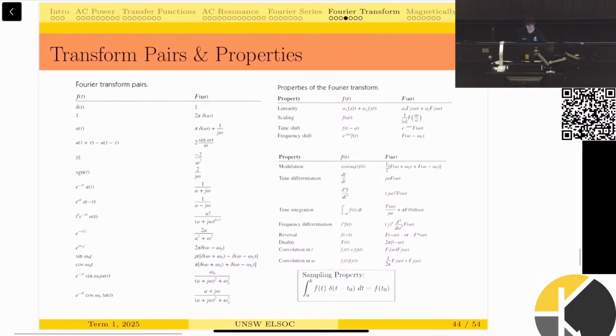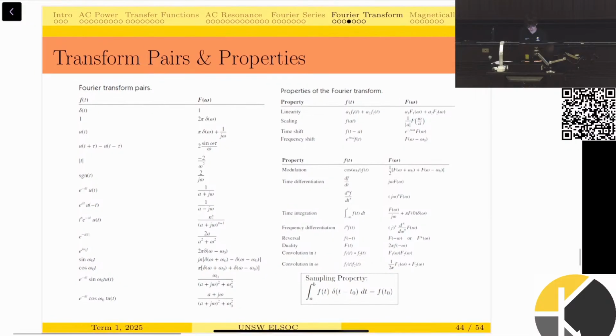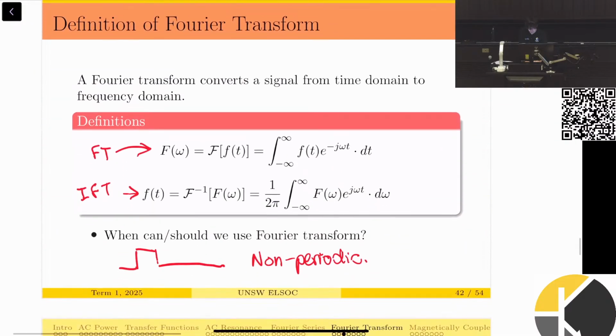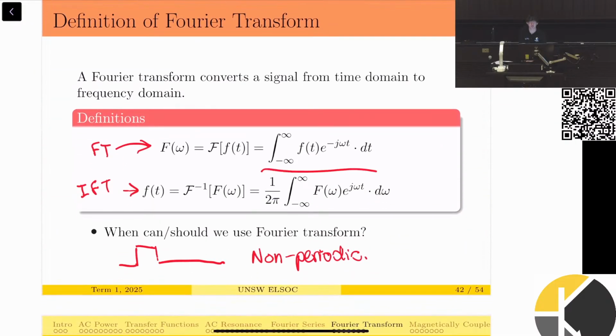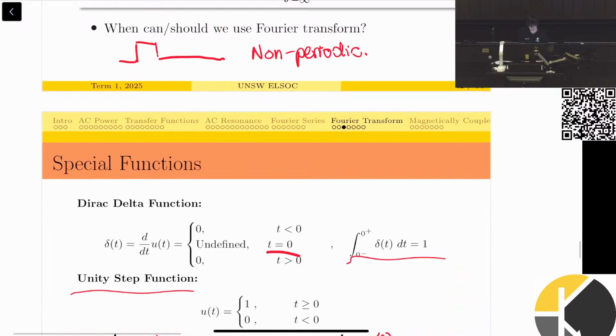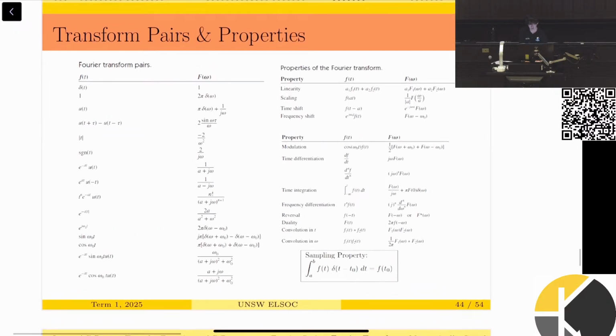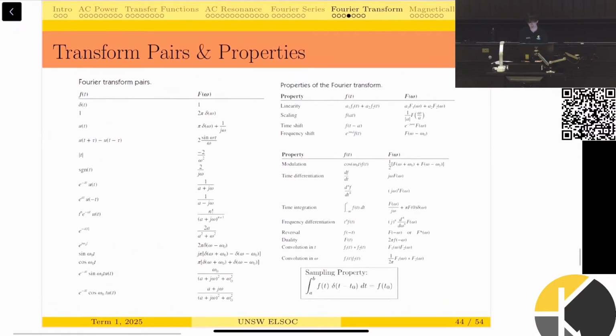Transform pairs and properties. These will be your best friends when you are doing your midterm exam. Rather than having to apply this giant massive integral every single time, what we've been provided for Fourier transform is a bunch of pairs where we've already been given the pairs to correlate the time domain function directly to the frequency domain. And these are very useful to save you time in your midterm.